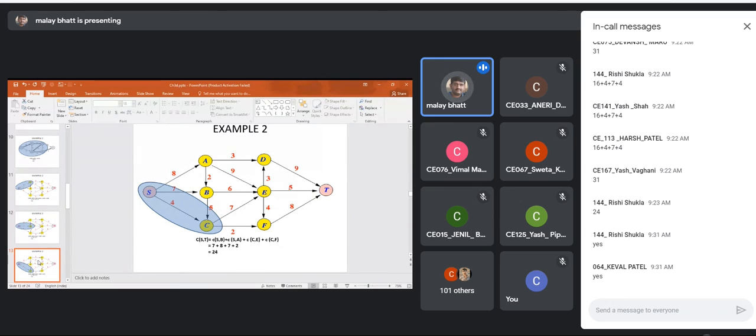Similarly, we'll consider another cut S to C. So S to C having again 2 outgoing arrows, 8 plus 7 from S. And from C, outgoing arrows are 7 and 2. So it is 24.